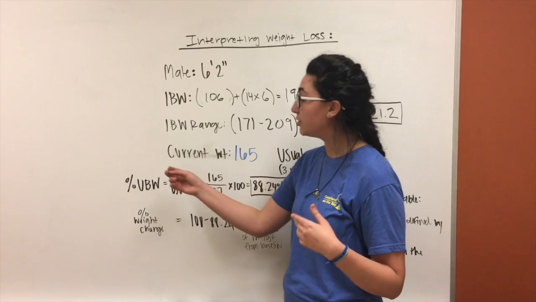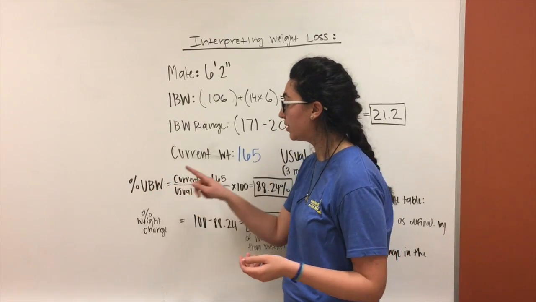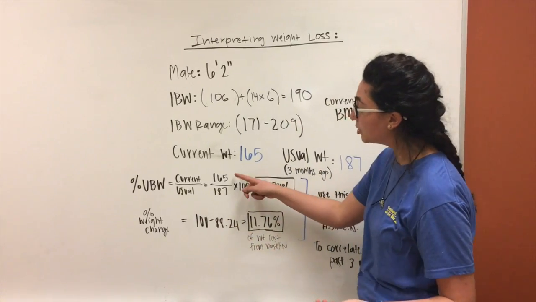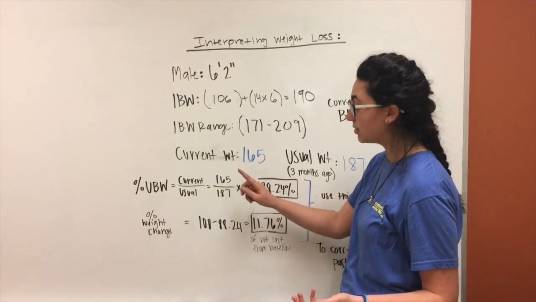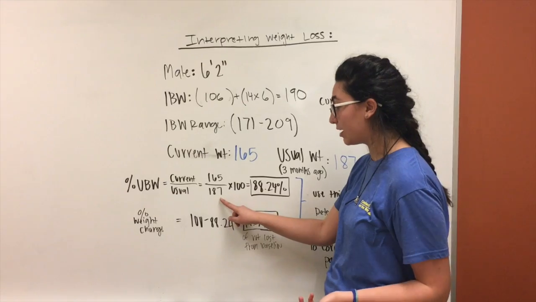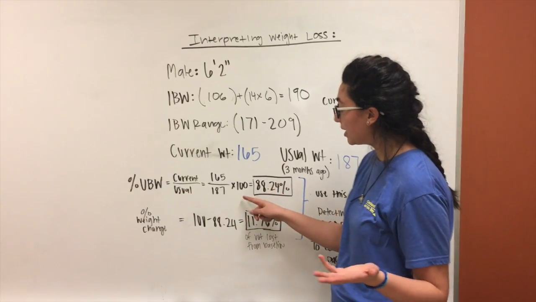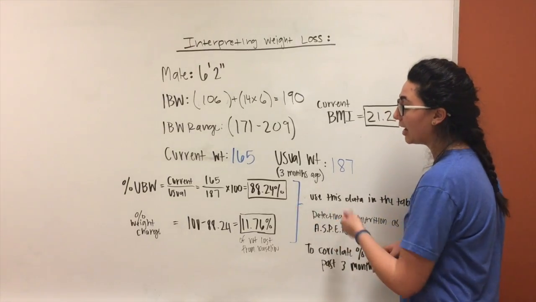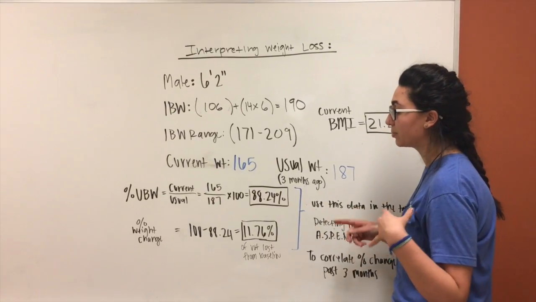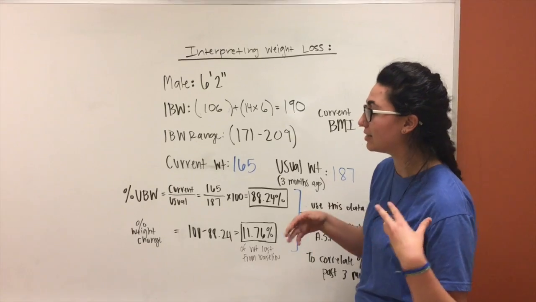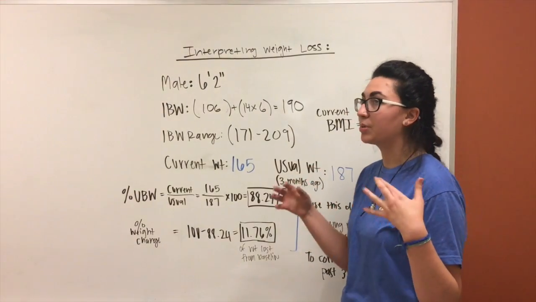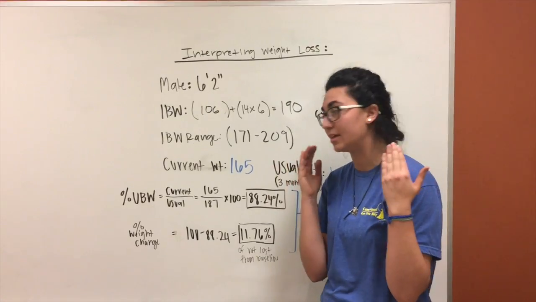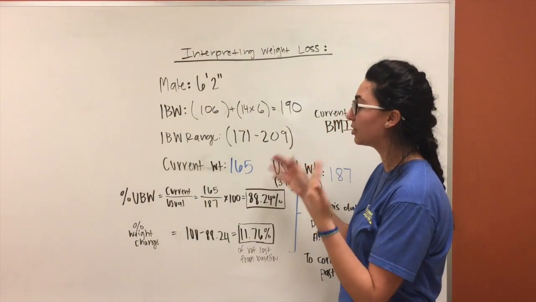To do this calculation, we'll do his current weight divided by his usual weight. So that will be 165 pounds divided by 187, and multiply that by 100 to get a percent. And we'll see here it is 88.24%. So that means he's at 88% of his usual weight, which would be 100%.